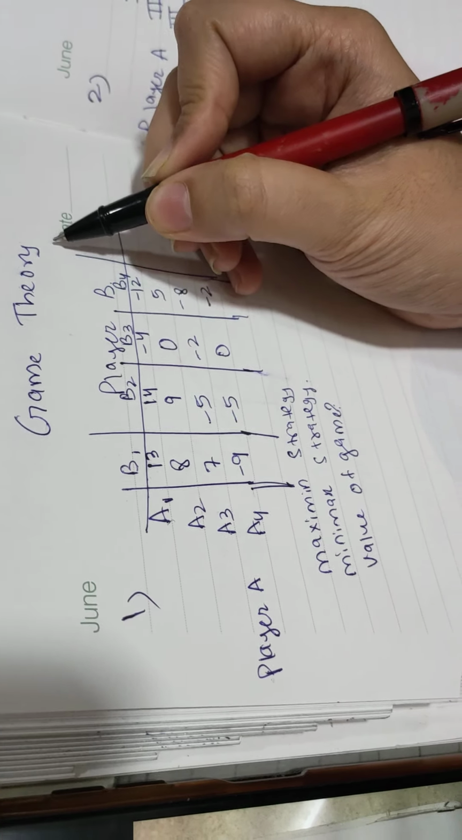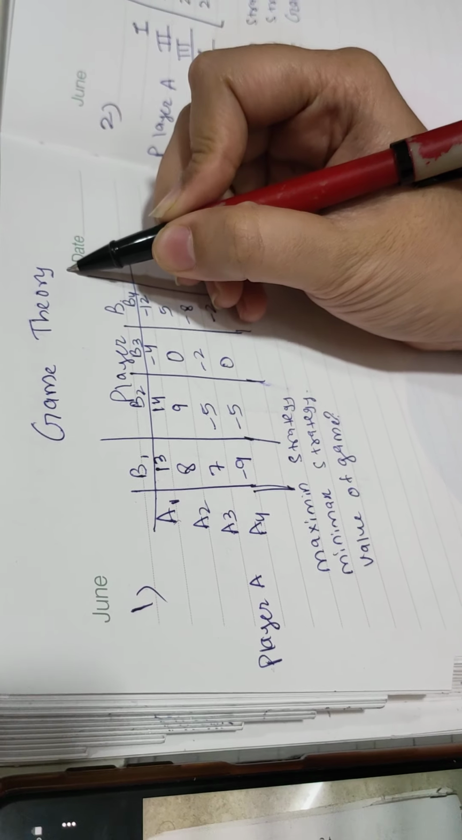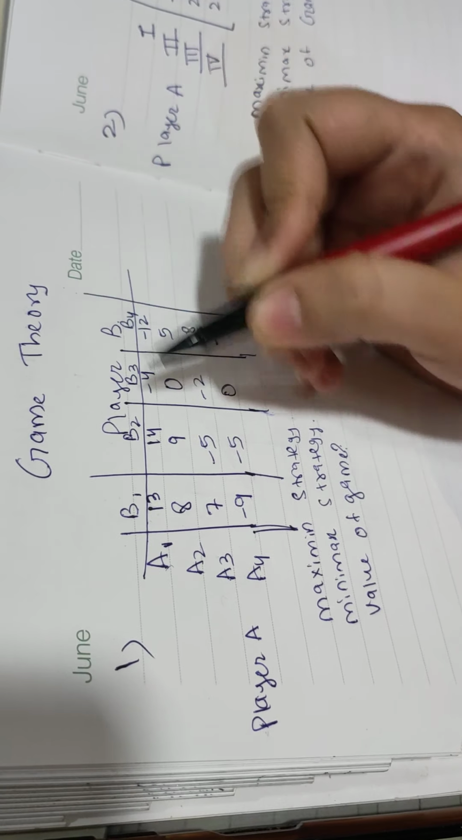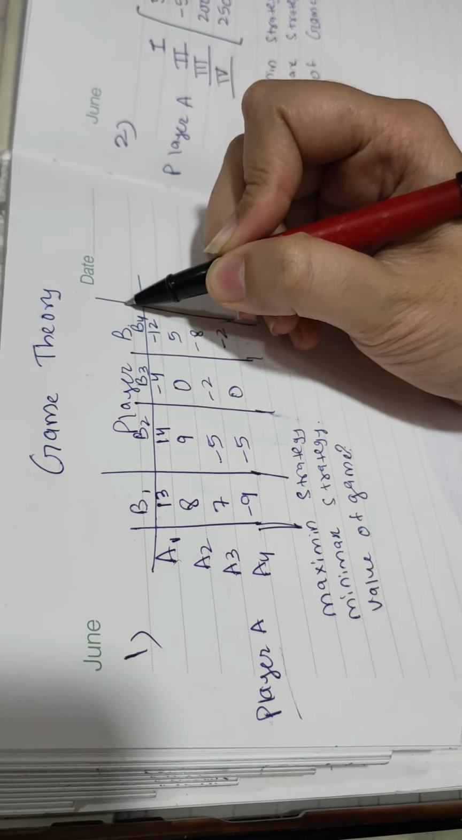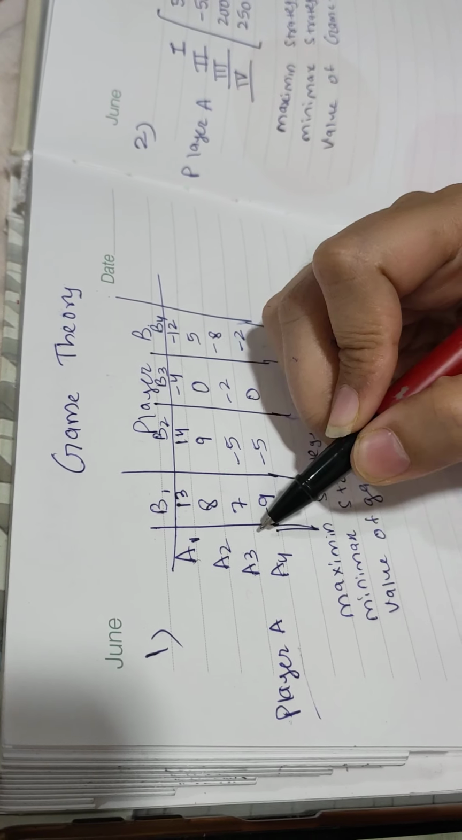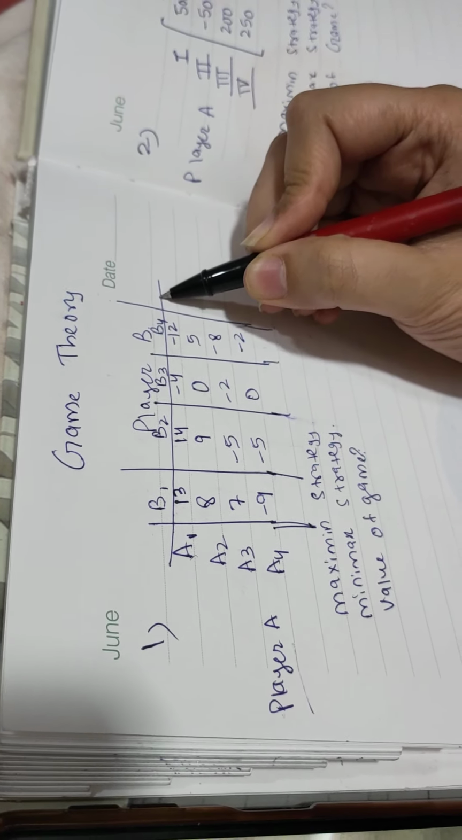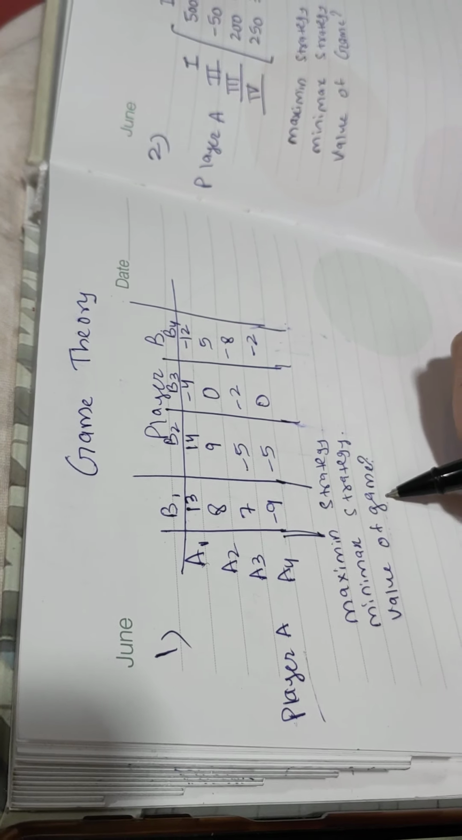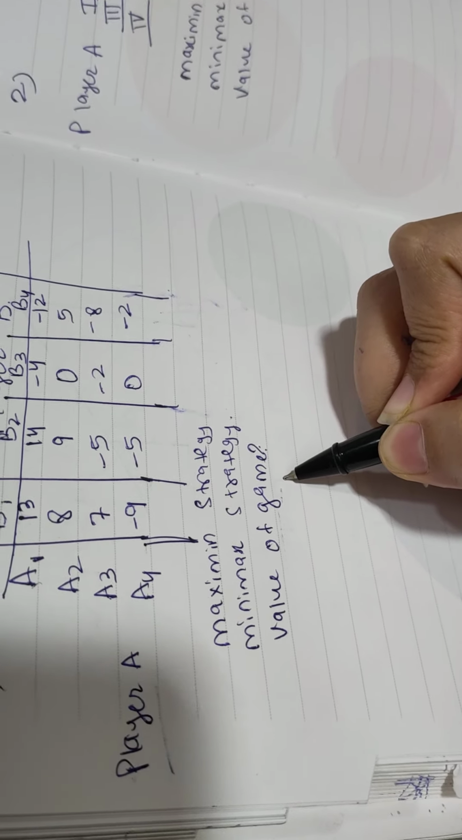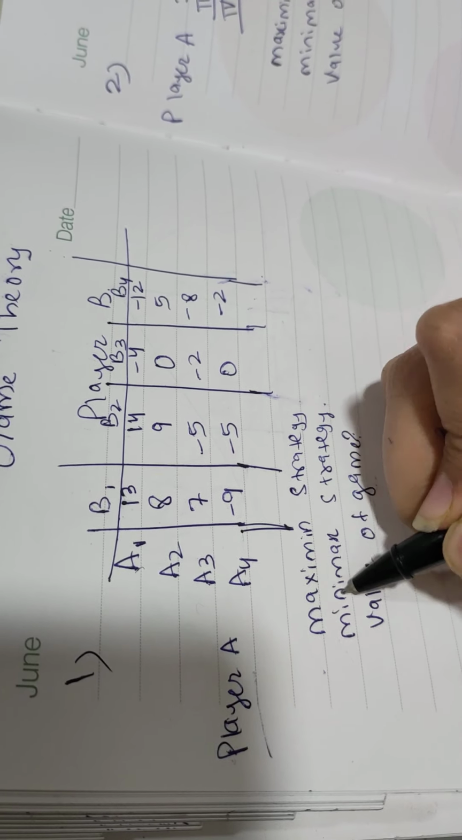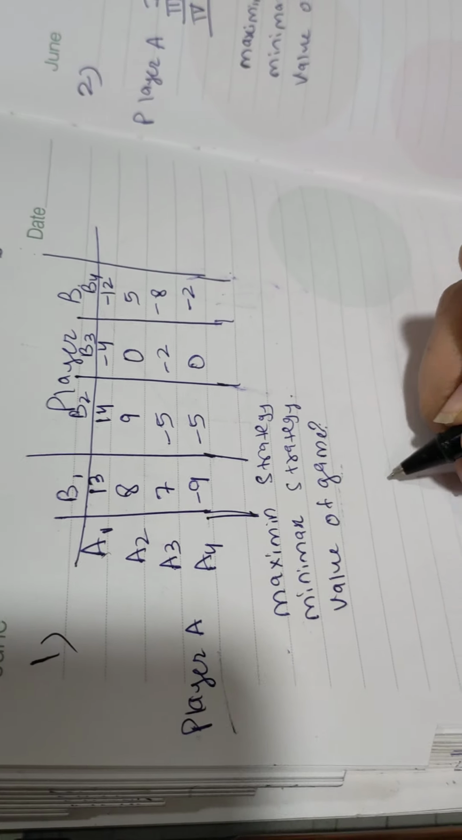We will start with the game theory. In game theory, we have sums in which we have a different number of players. We have player A, player B. Both of them are playing certain games. These are their games, right? We need to find the value of the game. The value of the game is to be found by two methods, that is maximin and minimax. We apply both of these.